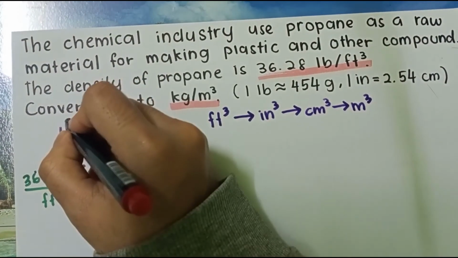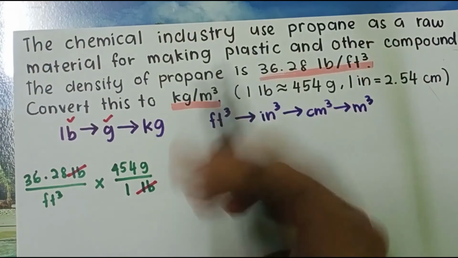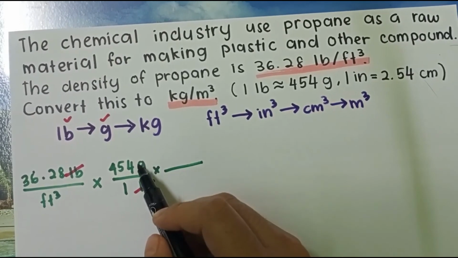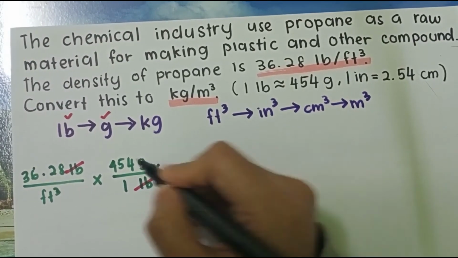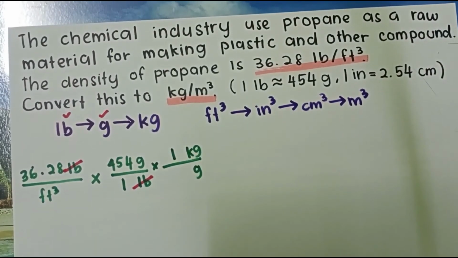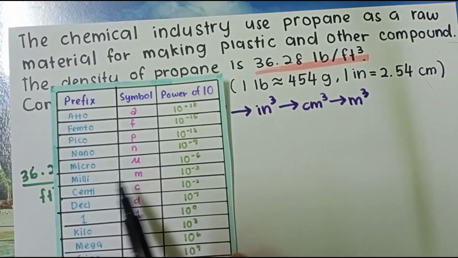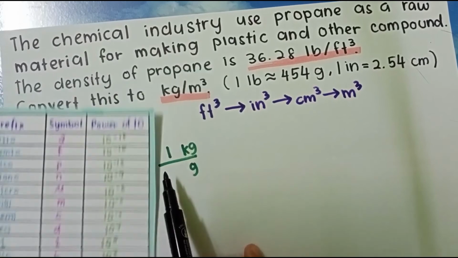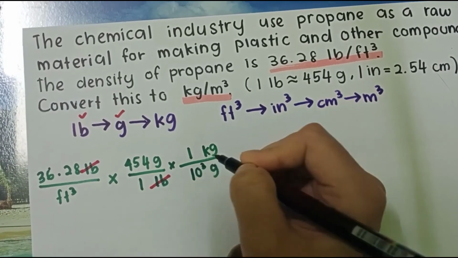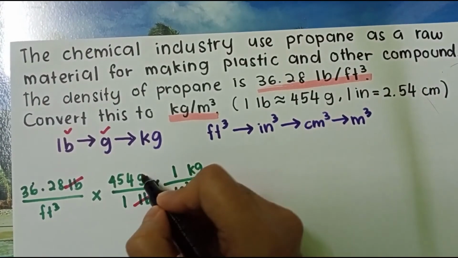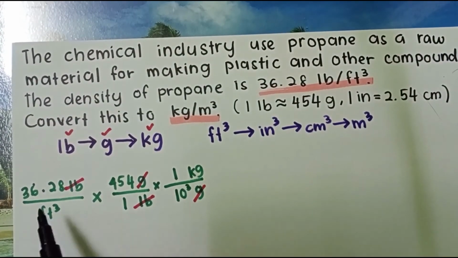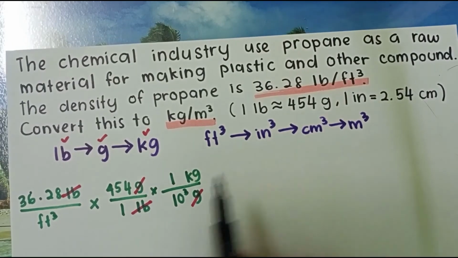Next, okay, so we have converted this. Next we want to convert it to kilogram. To convert to kilogram, we want to cancel gram. So if gram is at the top, we put gram at the bottom to cancel it. Okay, we know 1 kilogram equals, we see at this table, kilo is power of 3. So we put 10 to the power of 3. Next, we can cancel out gram. Then we have converted it to kilogram. Okay, next we want to convert cubic feet into cubic meter.